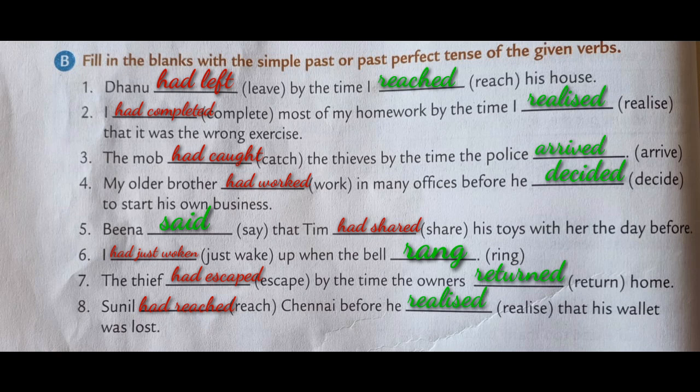Seventh one, the thief had escaped by the time the owners returned home. Here, had escaped, past perfect tense, returned, simple past. Eighth one, Sunil had reached Chennai before he realized that his wallet was lost. Here, had reached, past perfect tense, realized, simple past.